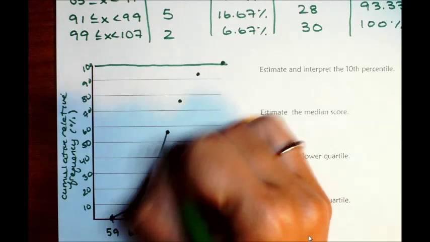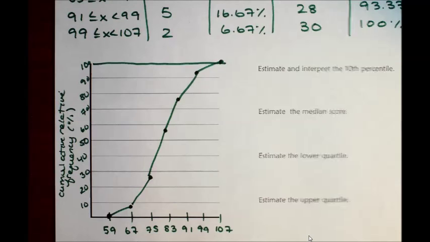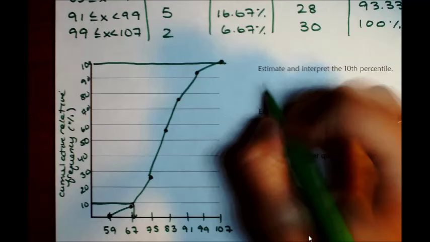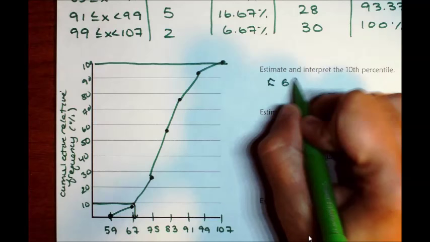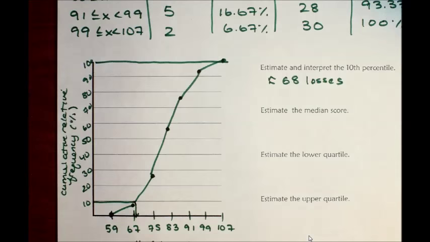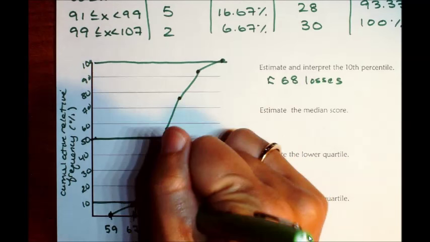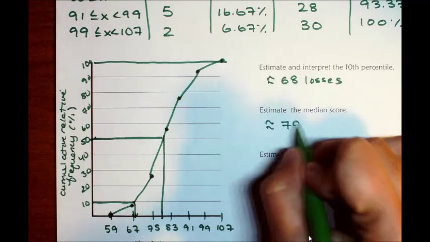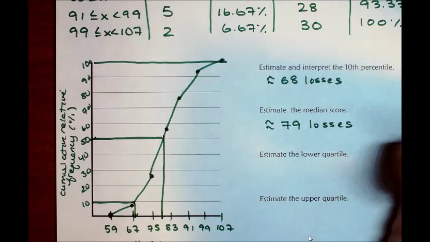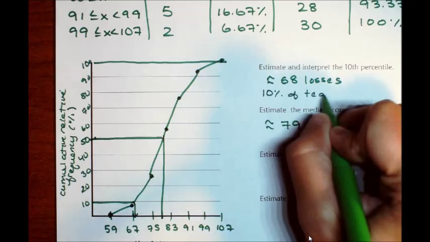Estimate and interpret the 10th percentile. So the 10th percentile is here. So we'll say approximately 68 or 69. We're going to estimate the median score. We know that's going to be the 50th percentile, so that's right here. So that's approximately 79. Oh, forgot to interpret. So 10% of teams had less than 68 losses.